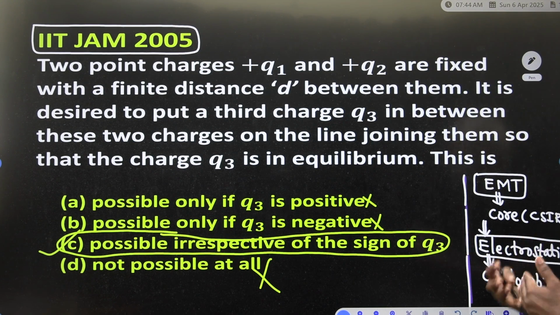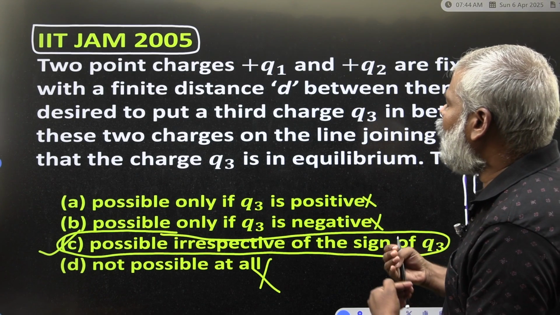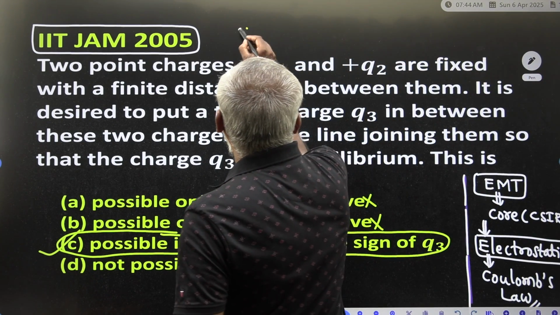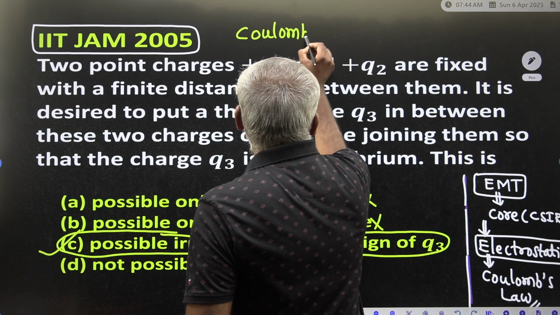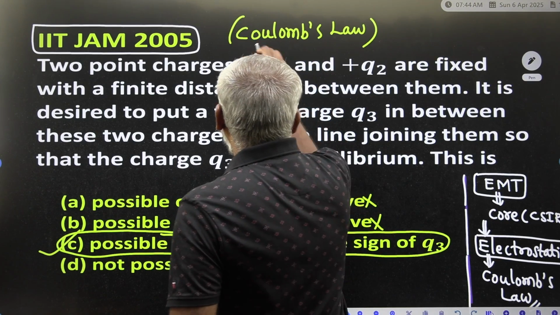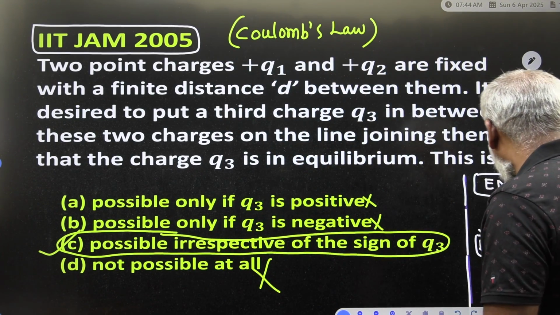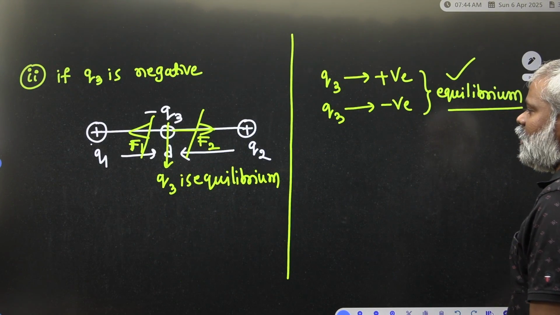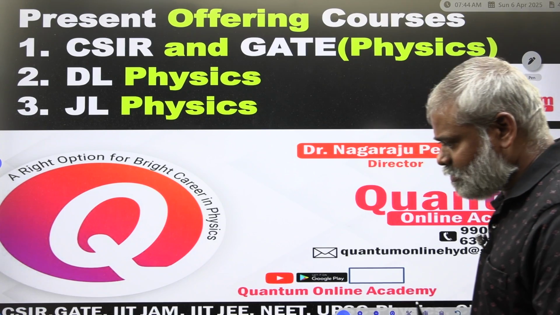Like this we have to do in our competitive exam. This question came from which law? It is Coulomb's law. This question belongs to Coulomb's law. This is the first law in electromagnetic theory. Due to the point charges, a force is generated, and that force we are taking.